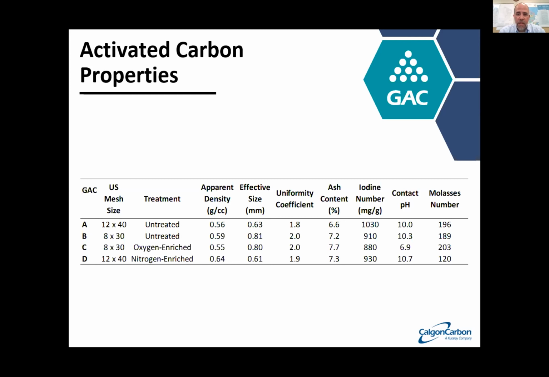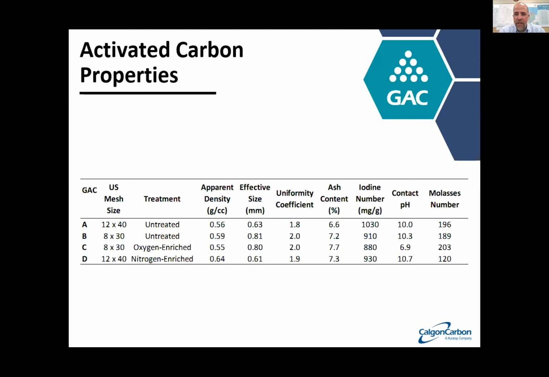For the nitrogen-enriched material, our data shows that we're looking at pyridinium functionality, so this would be a positive charge on the surface. So we're going to have some influence here between the bacteria that colonize the surface and that surface charge, and that's what we'll see in some of these results. The carbons do not vary terribly widely in the apparent density. The nitrogen-rich one was heavier, relatively speaking, but iodine number between about a 900 and 1,000, so not a large difference there in just total expected surface area.